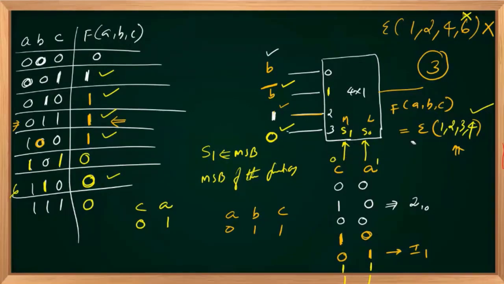But right now, S1 equal to C, C is the LSB of the function, okay? So LSB of the function is connected to the MSB of the multiplexer. So that is not matching, right? Now, if we compare multiplexer MSB and LSB with function LSB and MSB, that's reversed, right? MSB and LSB reversed.